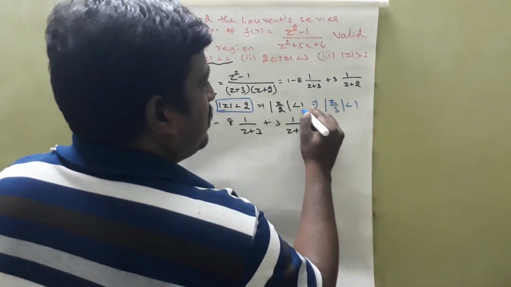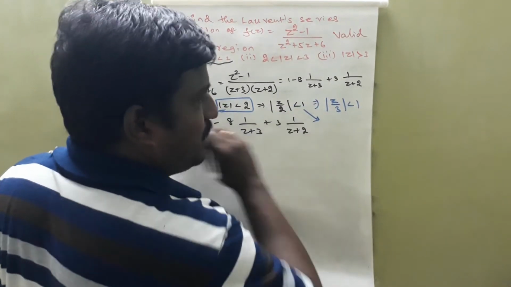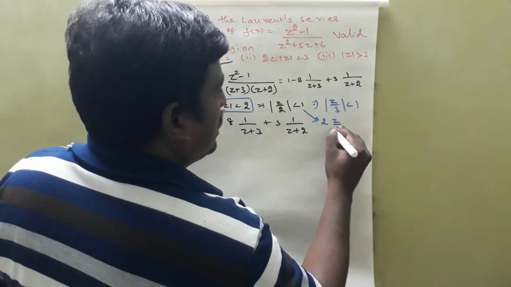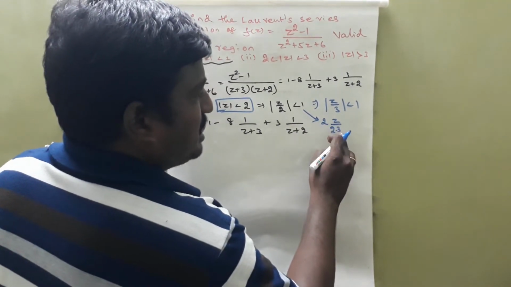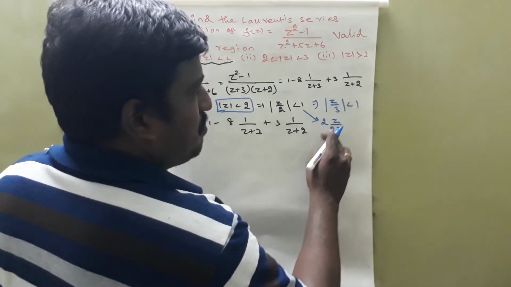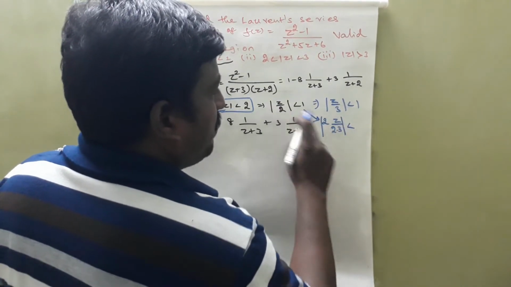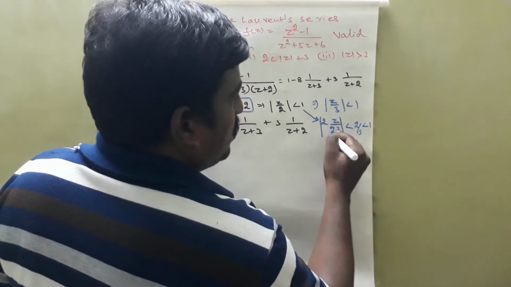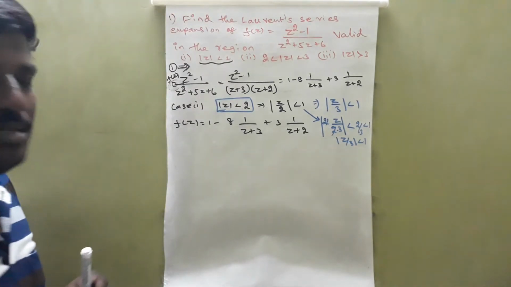Very simple. From this I can multiply by 2 and divide by 3. What do you get? I will get 2 into modulus of z by 2 into 3, which is less than, multiplying by 2 and dividing by 3, 2 by 3. 2 by 3 is less than 1. 2 cancels. Finally I have modulus of z by 3 is less than 1. Very simple.